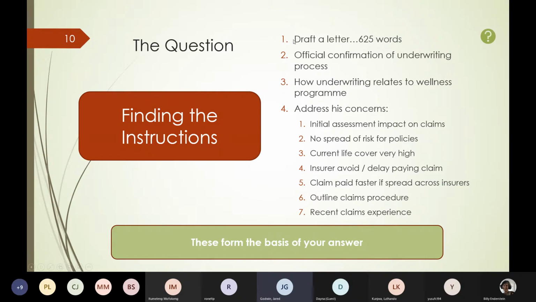So you can see, draft a letter. That's probably the easy one. That's one we all see. We all see the fact that it says draft a letter, 625 words. We find this instruction very easily.